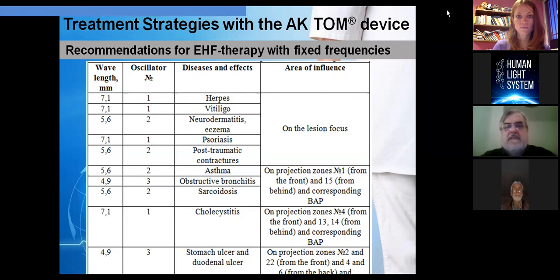There are different diseases and effects, and you can see that it could be helpful in these cases to use the fixed wavelengths. That means 7 and 1 are the red oscillators, 5 and 6 are the green ones, and 4 and 9 are the blue ones.